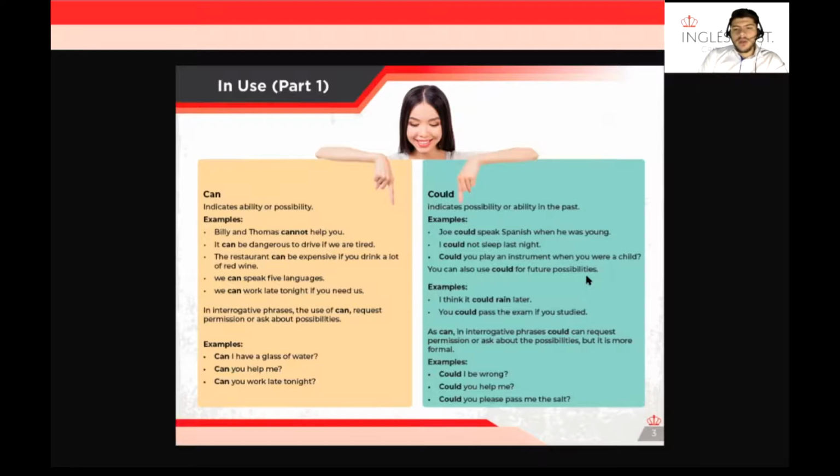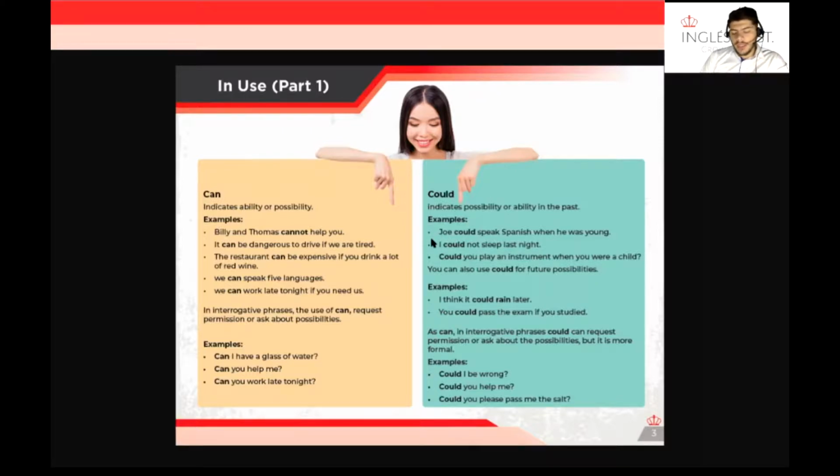So this means that we can use it like in here. It says, I think it could rain later. So it's a possibility in the future. Then we have, you could pass the exam if you study. So it's also a possibility in the future. So please, let's start with the examples.